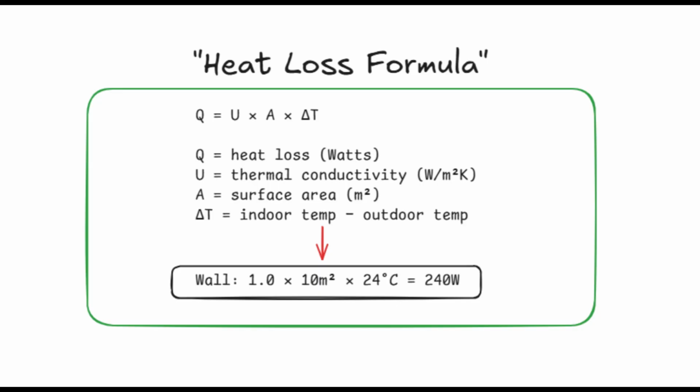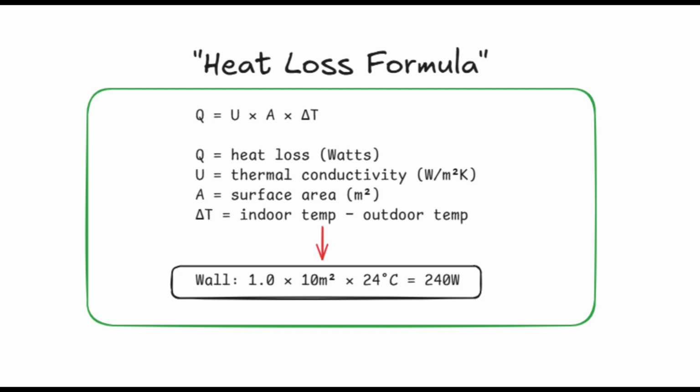Heat loss calculation sounds complicated. It isn't. The core formula is this: Q equals U times A times delta T. Q is the heat loss in watts. U is the thermal conductivity of a surface, how easily heat escapes through it. A is the area of that surface in square meters. And delta T is the temperature difference between inside and outside.